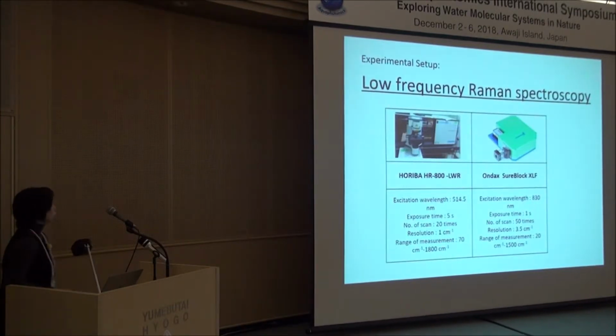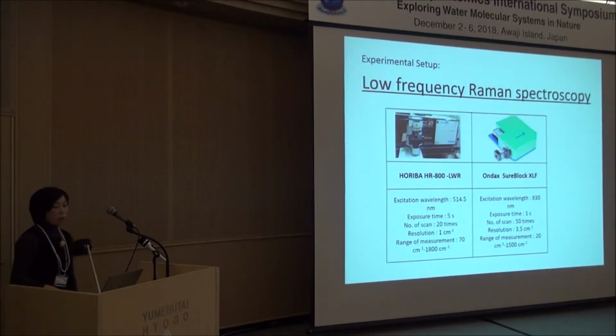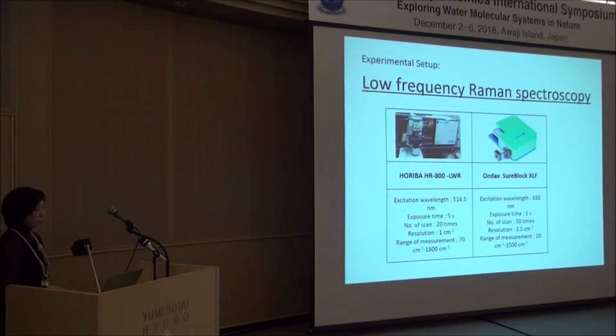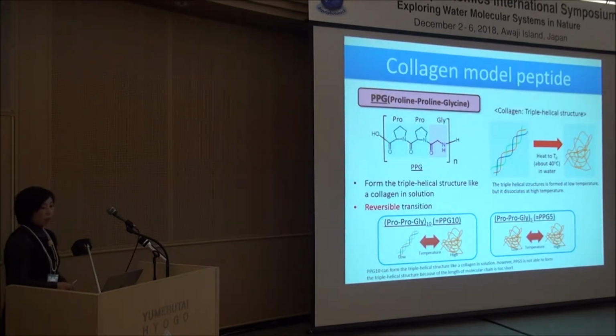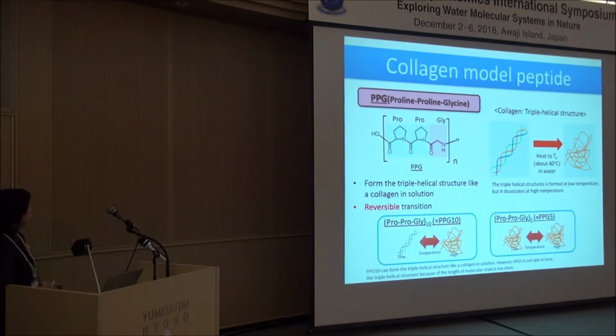We use two kinds of Raman spectrometer for this research. By using the ONDAX Raman system, you can measure the Raman spectra from 20 to 1500 wave number region. And firstly, I would like to talk about the low-frequency Raman study of the collagen model peptide.